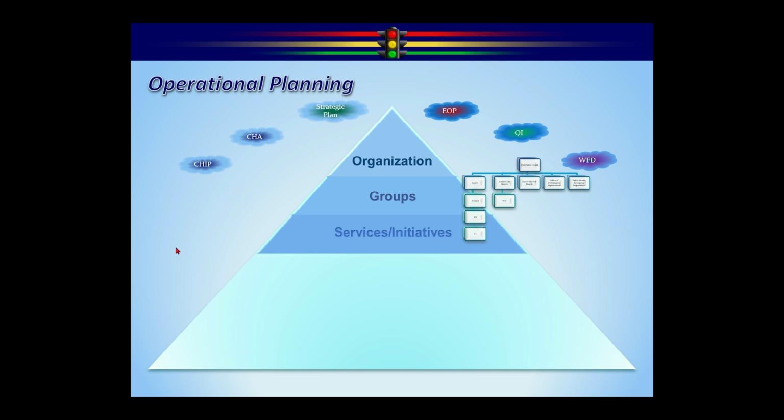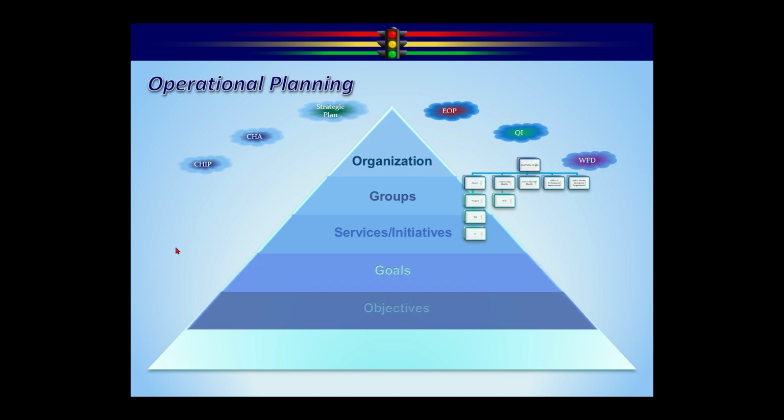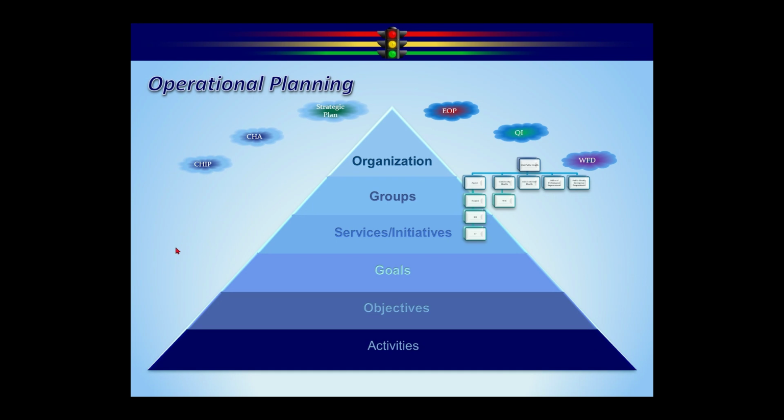Each group has its own set of services or initiatives. Services, again, being ongoing things. Again, I use the example of WIC. WIC is a service that's been around forever and will continue to be around. Initiatives are future programs that you're going to be rolling out. And again, we're going to use the example of tobacco cessation as a future service that we're going to be rolling out. Each service or initiative has its own set of high-level goals. Each high-level goal has its own set of SMART objectives. Each SMART objective has its own set of activities. And again, we're going to go into great detail on all of these here.